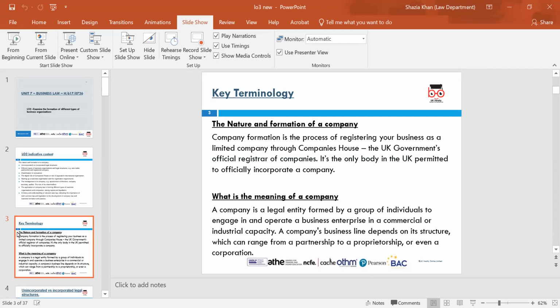And before we go on to looking at anything now, we'll look at what is the meaning of a company. So a company is a legal entity formed by a group of individuals to engage and operate in a business enterprise in a commercial or industrial capacity. A company's business line depends on its structure, which can range from a partnership to a proprietorship or even a corporation. Why do you think it's so important that businesses are registered with Companies House?